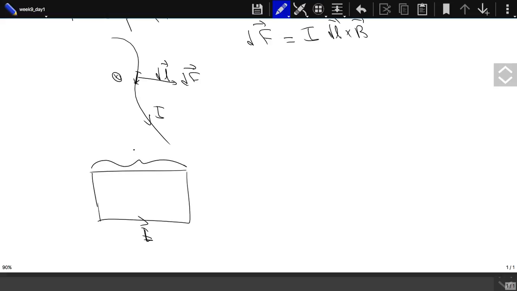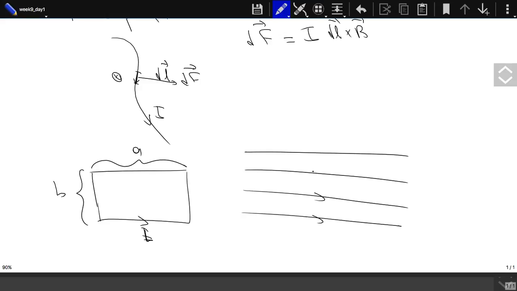This side has length A, and this side has length B. We also imagine that there is a region of space which has a uniform magnetic field, and we place this loop in this magnetic field at some angle. Let's say this is the angle, assuming we are looking straight from the edge. This is the side that has length B. We place it in such a way that the current at the top part is going into the screen, and the current from the bottom is going out of the screen.